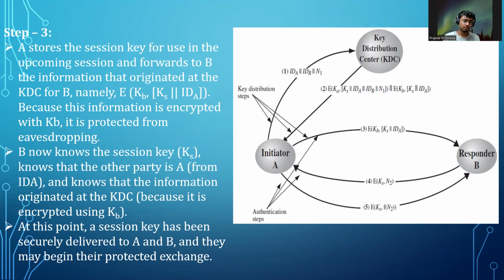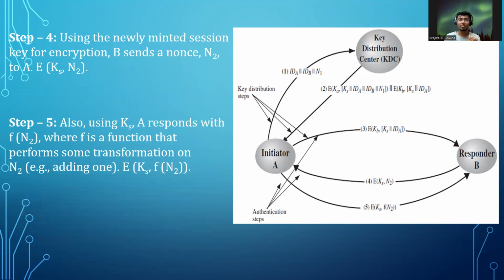B now knows the session key, knows that the other party is A, and knows that the information originated at the KDC because it is encrypted using KB. At this point, a session key has been securely delivered to A and B, and they may begin their protected exchange. Step 4. Using the newly minted session key for encryption, B sends a nonce N1 and N2 to A.